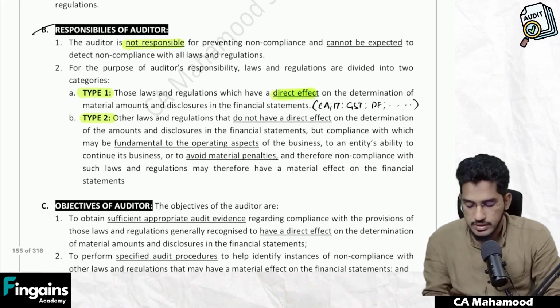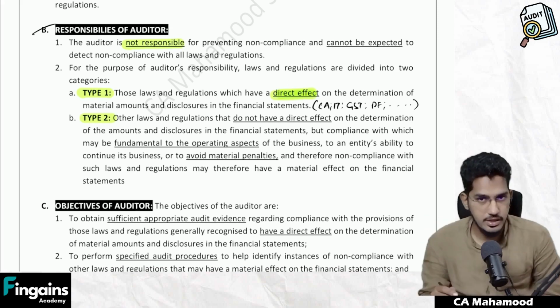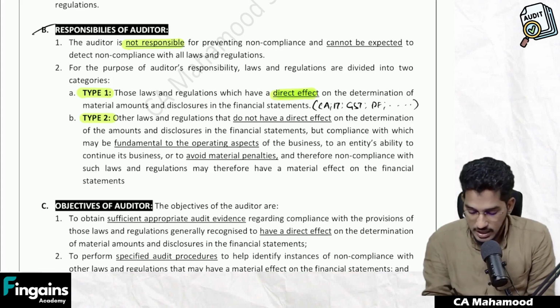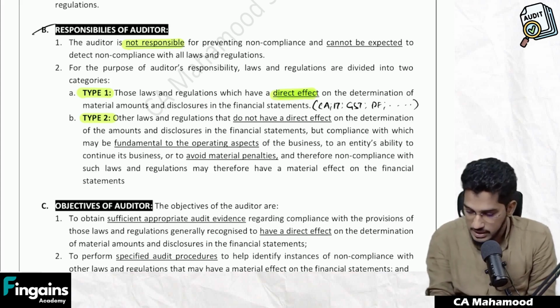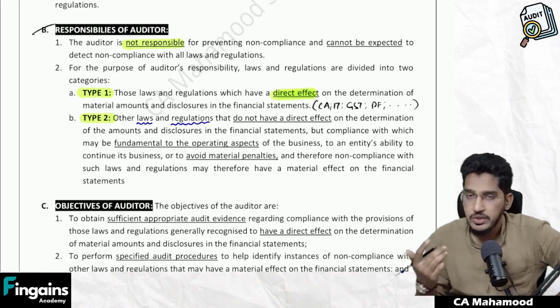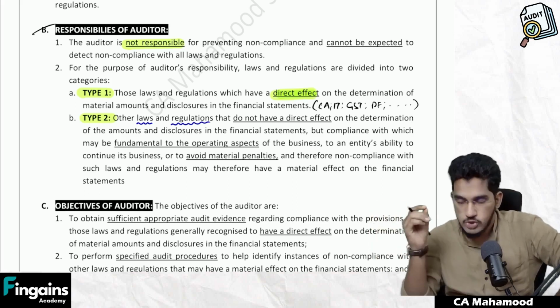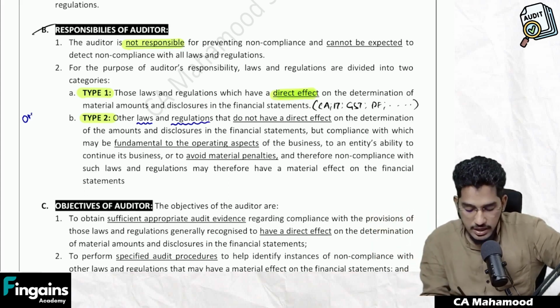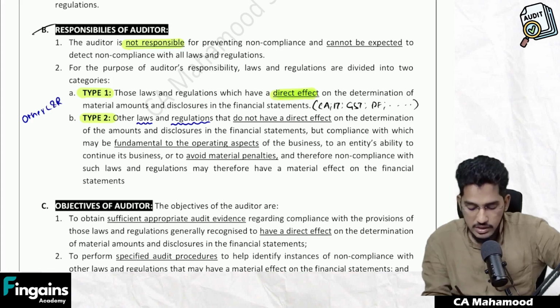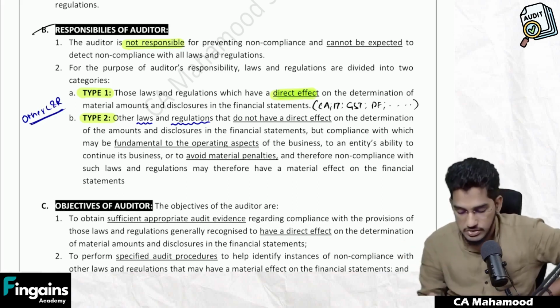Next one, Type 2 laws and regulations. Sometimes for Type 2 laws and regulations, they will alternatively use the term other laws and regulations. Sometimes in the examination, they will not ask you the question mentioning Type 2, but instead they will say, explain what are the auditor's responsibilities regarding other laws and regulations. So when they use the term other laws and regulations, which laws are they referring to? They are referring to Type 2. The other name for Type 2 laws and regulations is other laws and regulations.